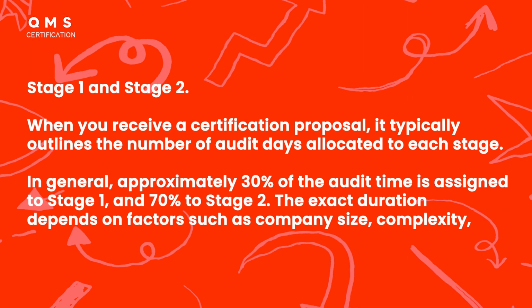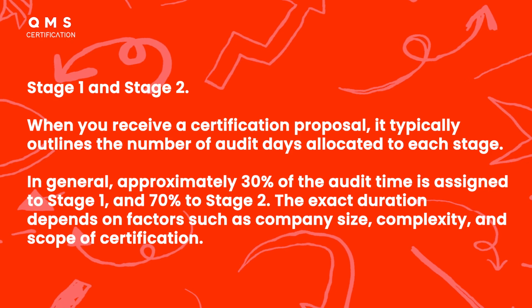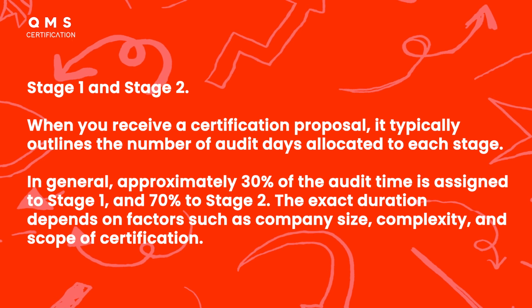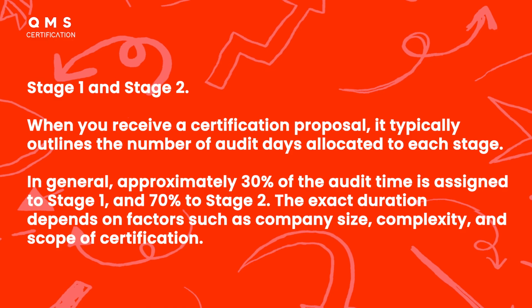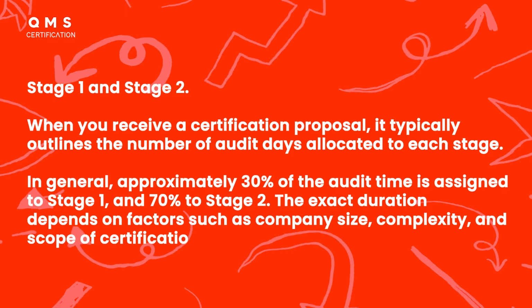Once implementation is complete, your organization can engage an accredited certification body to conduct the initial certification audit. Now, let's talk about how this audit process works. The initial certification audit is divided into two stages, Stage 1 and Stage 2. When you receive a certification proposal, it typically outlines the number of audit days allocated to each stage. In general, approximately 30% of the audit time is assigned to Stage 1 and 70% to Stage 2. The exact duration depends on factors such as company size, complexity, and scope of certification.